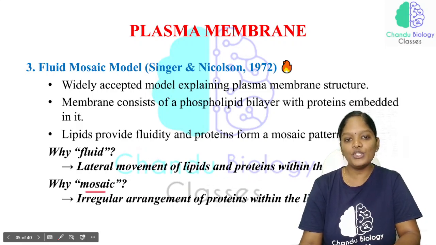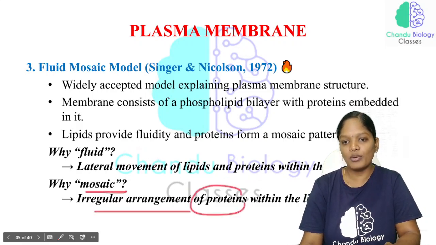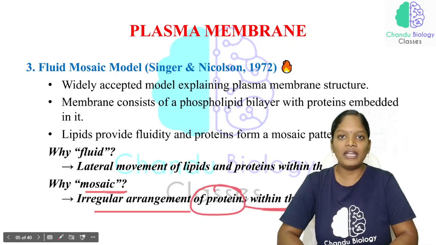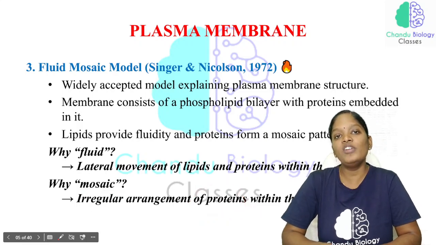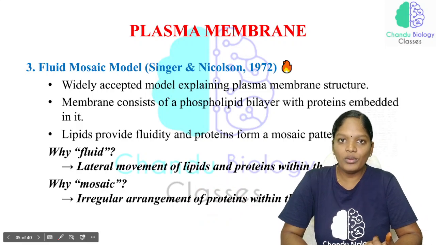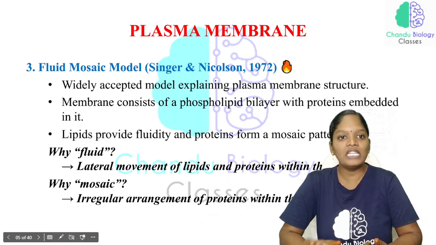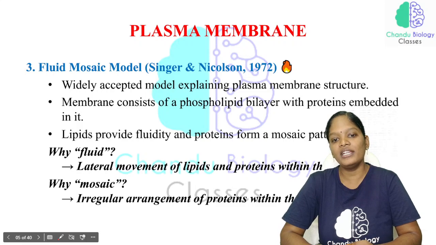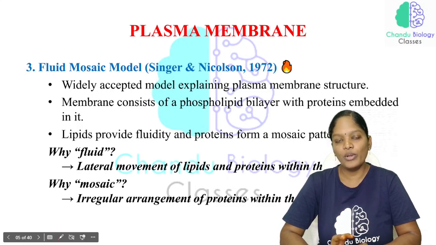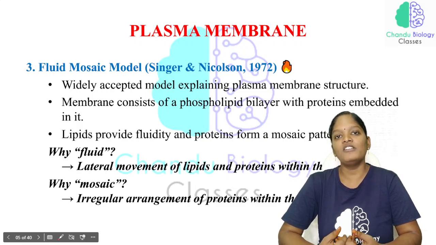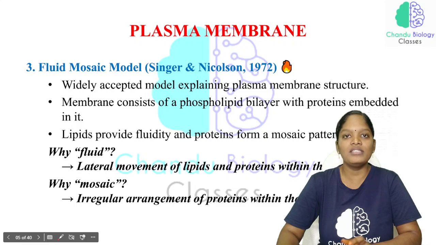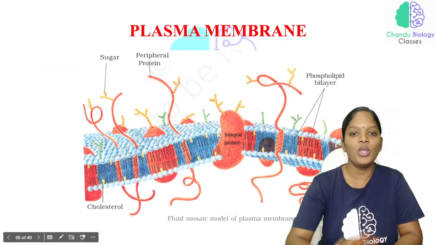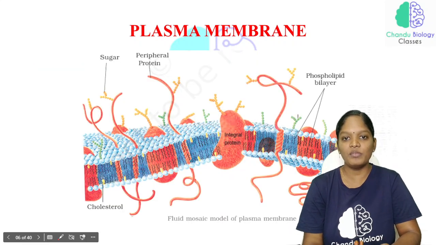Why is it mosaic? Because of the irregular arrangement of proteins within the lipid matrix. Why are we saying this is a fluid mosaic model? The fluid ensures the movement, and the mosaic refers to the arrangement of proteins. So this is why we call it the fluid mosaic model, proposed by Singer and Nicolson in 1972. All these are important statements we can expect in an examination.